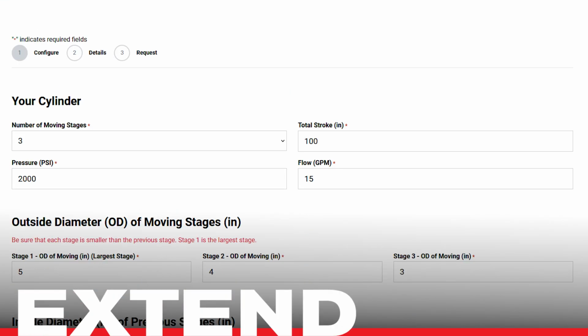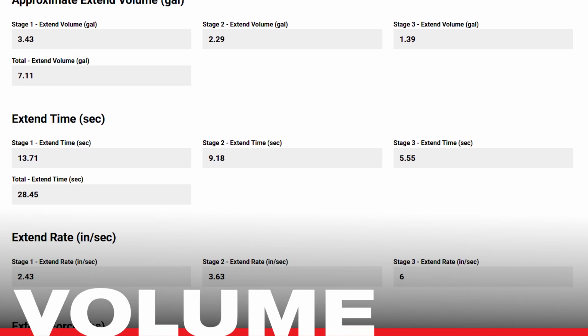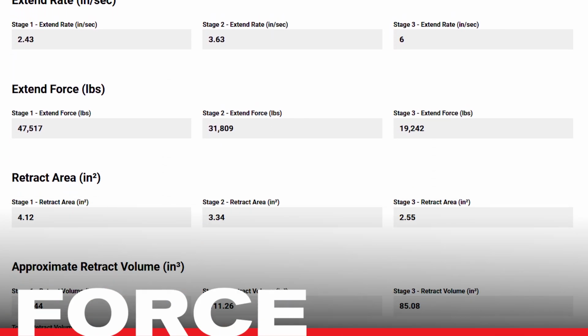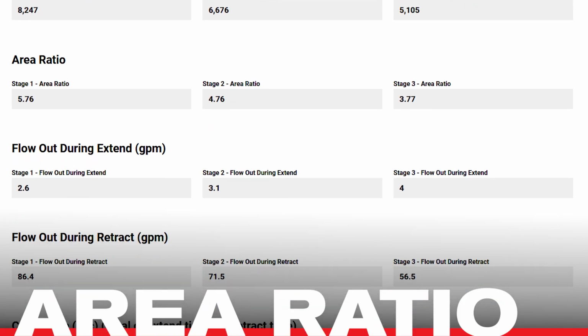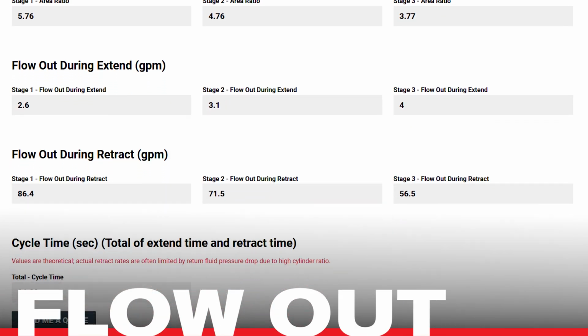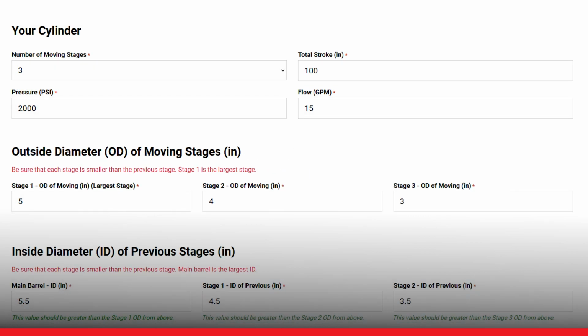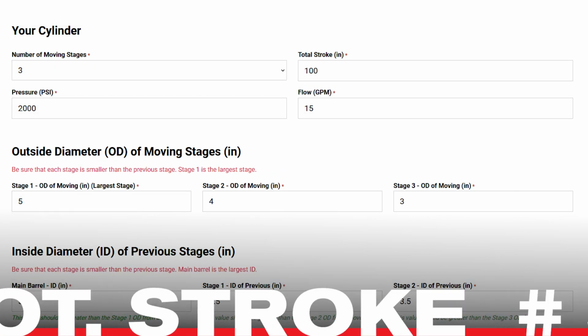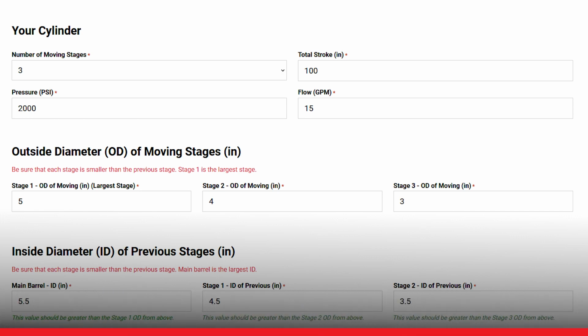The tool calculates extend and retract values for stroke, area, volume, time, rate, and force values for each stage. Also included are area ratio, flow out during extend and retract, and cycle time. Calculations are based on the cylinder parameters of number of stages, total stroke, pressure, flow, outside diameters of each moving stages, and inside diameters of previous stages.